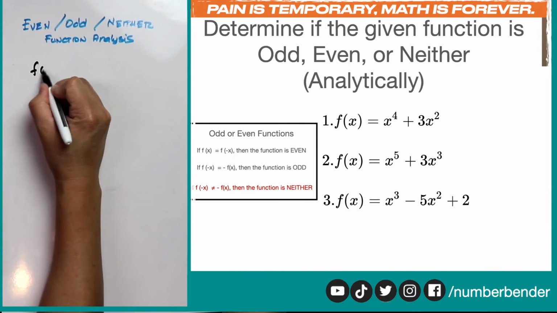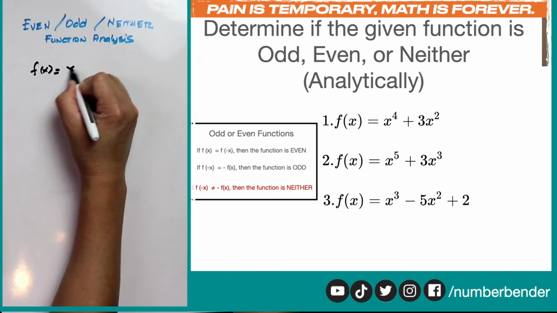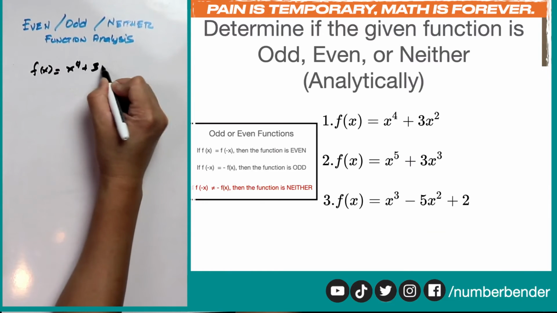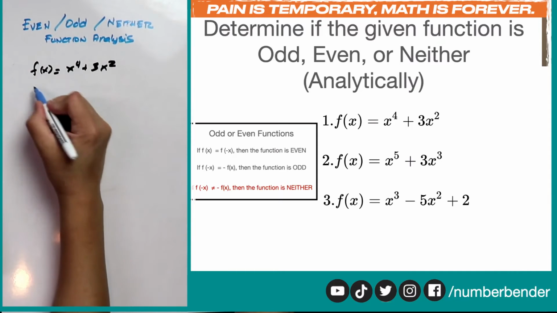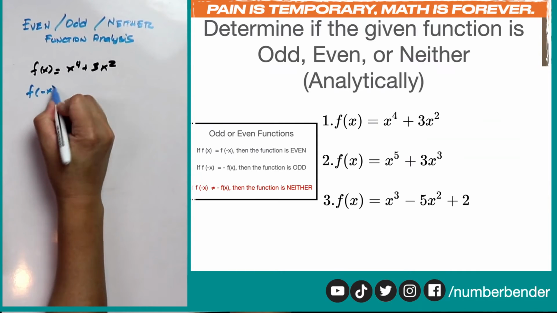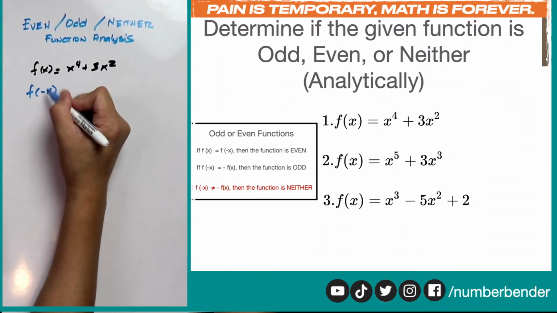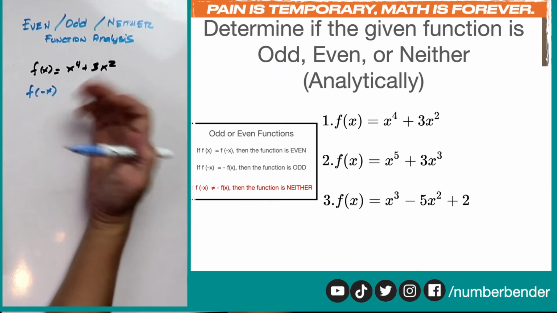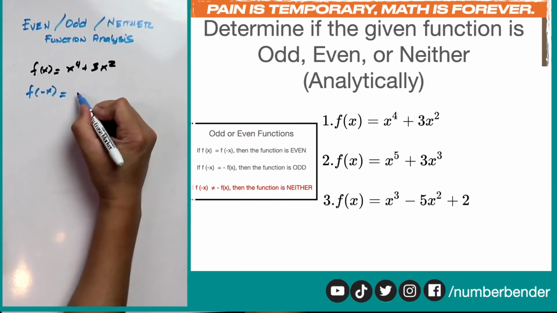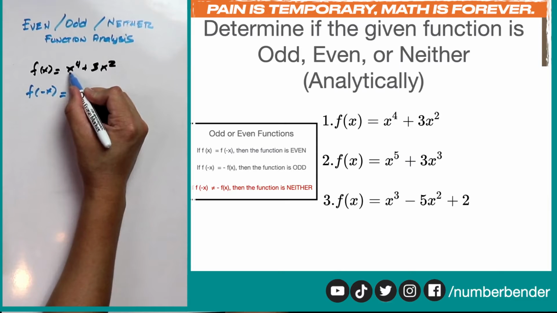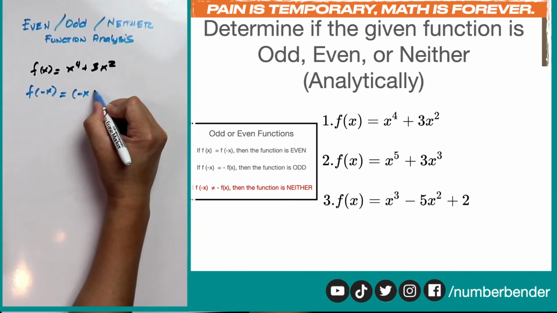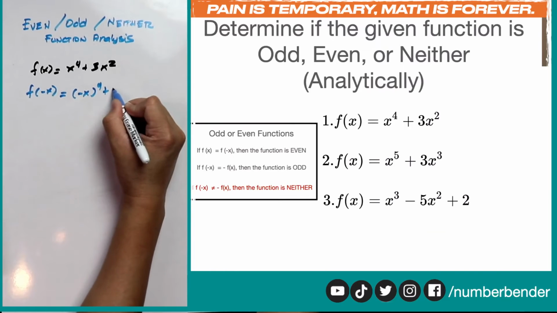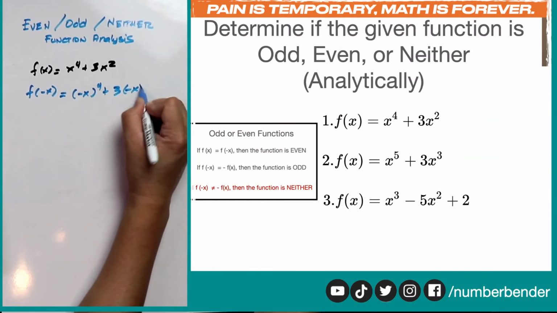So first, our original function is x to the fourth plus 3x squared. And our modified function is going to be f of negative x. And we're going to see if these two functions will be equal by changing our x into negative x. So we'll have negative x to the fourth plus 3 times negative x squared.